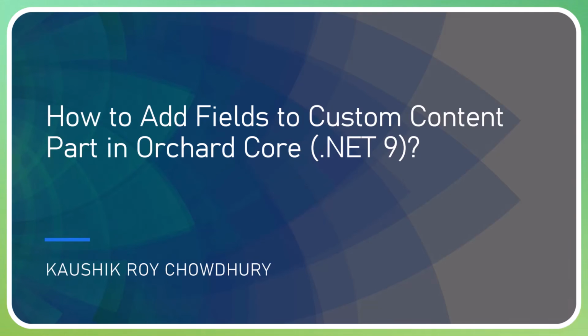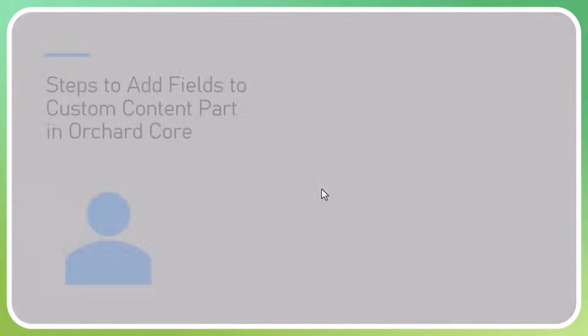Now, why do fields matter in Orchard Core? Fields like TextField, BooleanField, and others allow us to structure content more flexibly. They are reusable, composable, and show up beautifully in the Orchard admin UI with zero UI code needed. So here is what we are going to do.